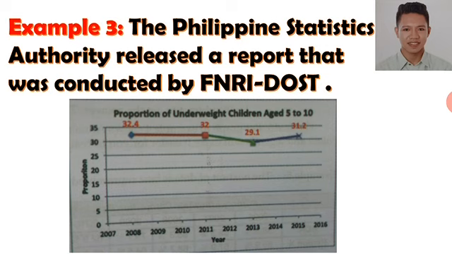What is the title of the graph? The title of the graph is proportion of underweight children age 5 to 10. What label is used for the horizontal axis? Horizontal axis, year. And the third question is, what is the interval used for the vertical axis? You can see that the interval, or the difference, from 0 to 5 is 5, 5 to 10 is 5, 10 to 15 is 5. So the interval is 5.